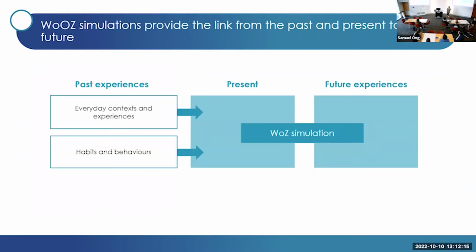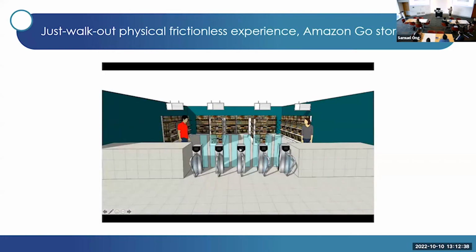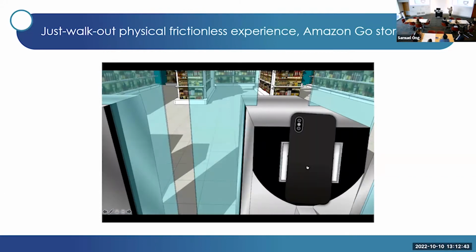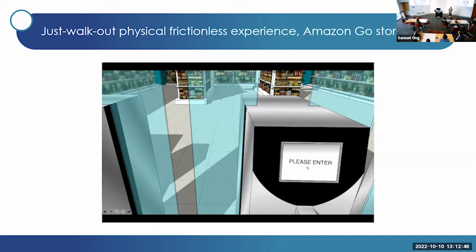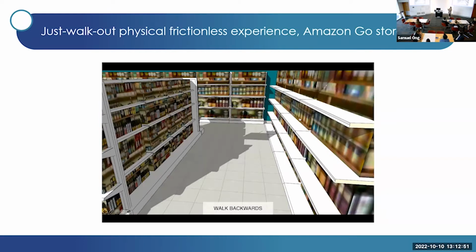And so what this does is by presenting participants with this virtual simulation, it links to the future in terms of that future scenario that we're looking to explore through backcasting effects, but it actually brings into conversation those past experiences. So people bring their everyday contexts and experiences and habits and behaviors that you can explore together in a very qualitative manner. And so as you can see here, this is just one example of a virtual simulation, a Wizard of Oz effect. And basically, it shows the Just Walk Out Amazon Go store, where you basically have no checkout. The customers can walk in, take any products they like, and simply walk out again.